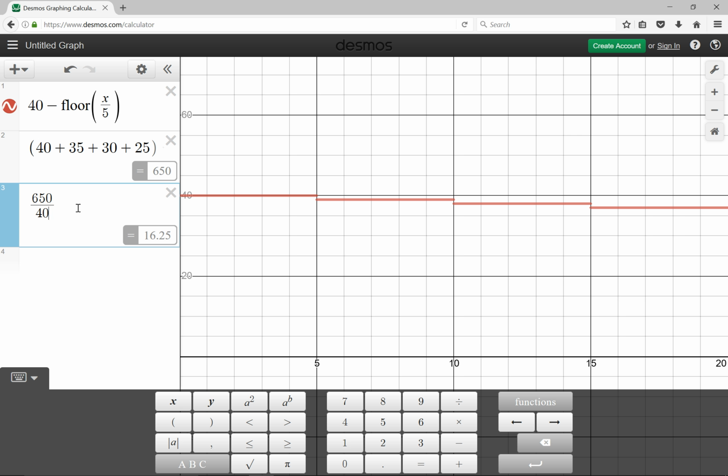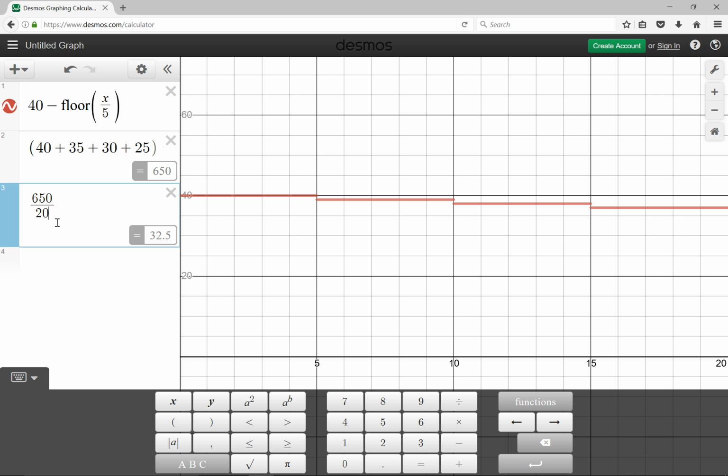40 sweaters, $650. Oh, wait, okay. So that's my total cost. That's cost per sweater. Now hold up. That's weird. Something went wrong. Oh, thank you. There's my problem. Yay. 32 and a half. Okay, nice. Now, notice that it's exactly 32 and a half because it came down in five-step increments.